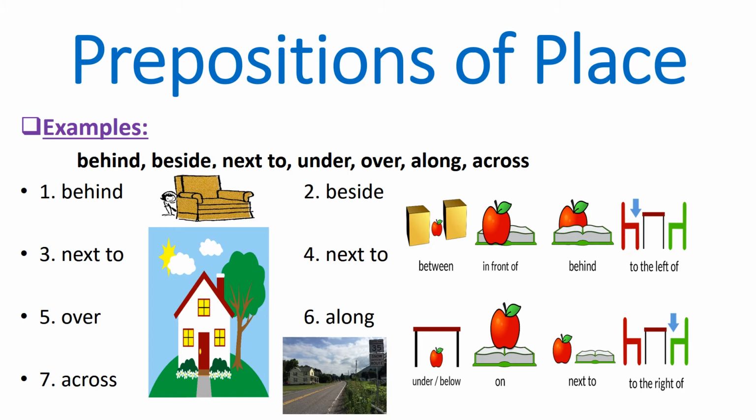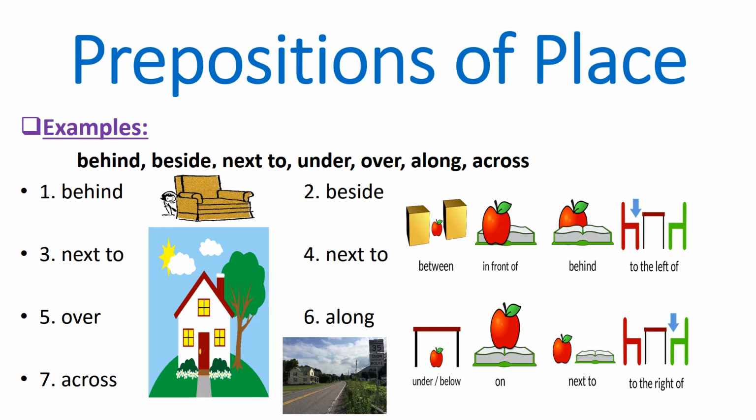Dear students, here we see the first example, behind. We can see one picture in which a boy is shown hiding behind the sofa. So you can say there is a boy behind the sofa. There is a boy hiding behind the sofa. You can also say there is a boy sitting behind the sofa.